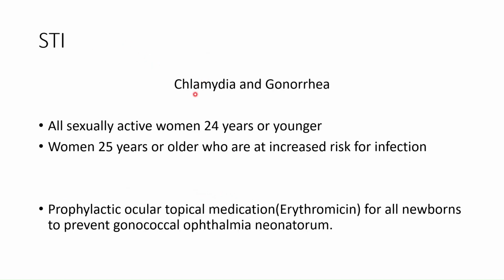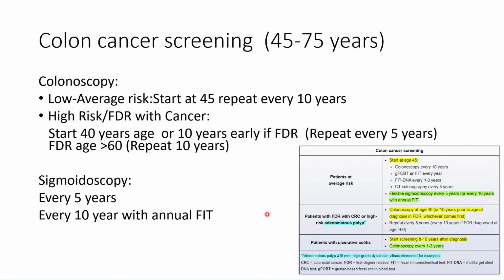STIs. There are two STIs we have to screen: chlamydia and gonorrhea. We screen both in patients who are sexually active at the age of 24 years or younger, and women 25 years or older who are at increased risk of infection. And we have to give prophylaxis for gonococcal ophthalmia neonatorum to all newborns with a topical medication.